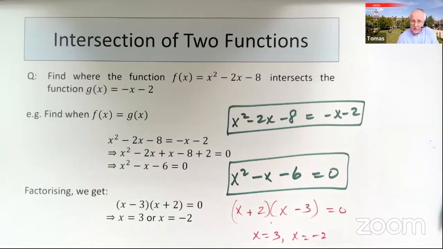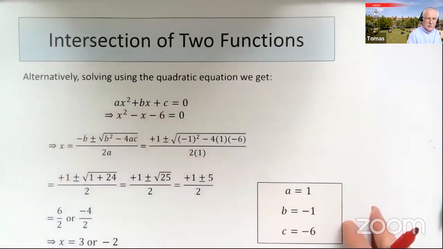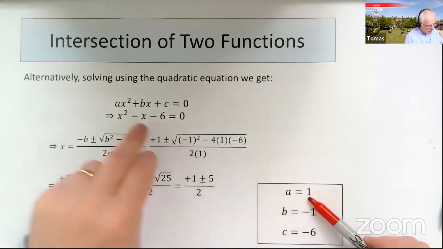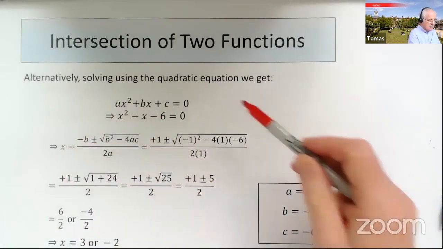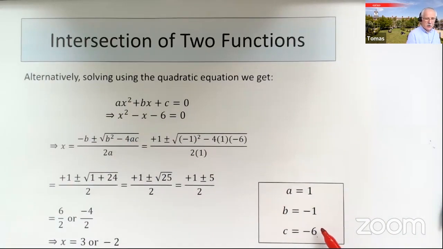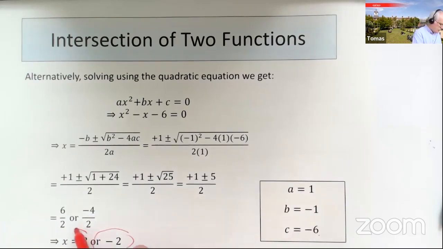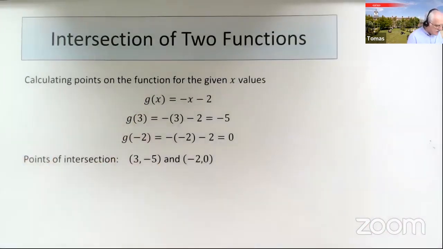If we didn't spot that, we could use exactly the same technique as before, put in the ax squared bit, use the coefficients. A is 1, B is minus 1, C is minus 6. Plug in all the answers as before, just as we did a minute ago, and we find that the roots are at 3 or at minus 2, exactly as before. So they're the points when the two graphs are the same. So calculate the points when they are the same.